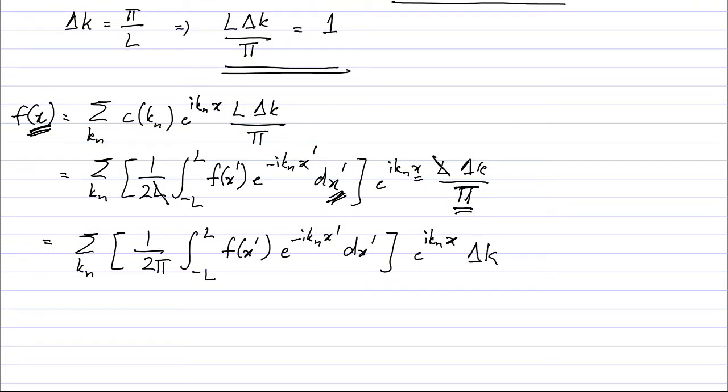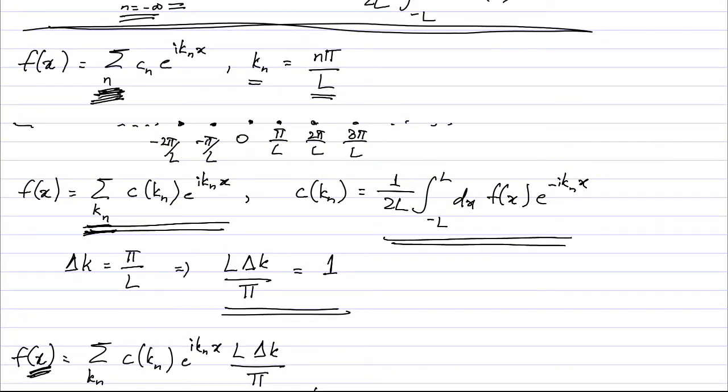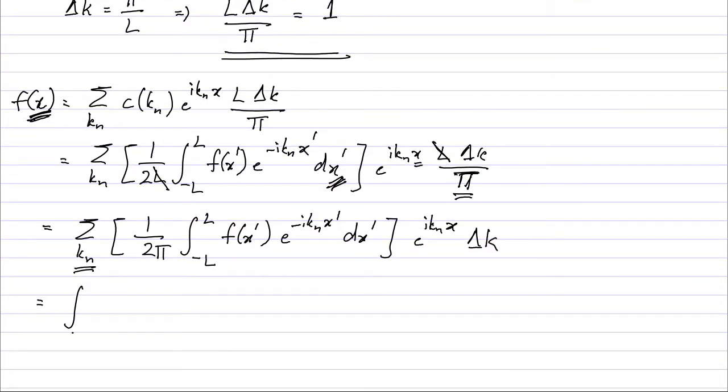Now I take the limit that L goes to infinity. When L goes to infinity, this sum over discrete values of k becomes a sum over continuum values of k. So I replace this with the integral. The values of k will range from minus infinity all the way to plus infinity. So my integration limits are minus infinity to plus infinity. This delta k becomes dk, and then I have this 2 pi, so I have dk over 2 pi.